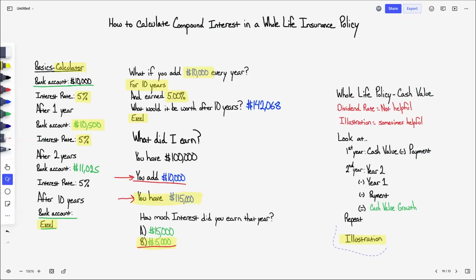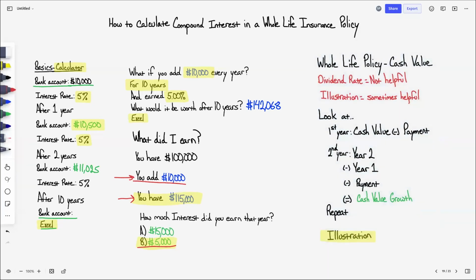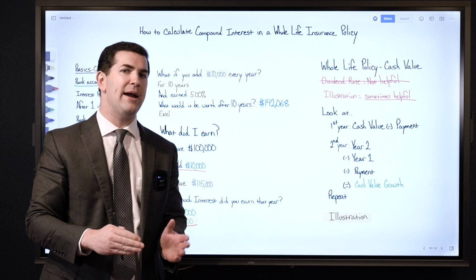All right. So how does this work if I'm going to look at a whole life insurance policy? Is it different or is it the same? Well, it's the same principle when it comes to compounding, but because it's a life insurance policy and the industry does not make things transparent, it is much different. So, some tips here. The dividend rate will not help you at all. I would not recommend looking at that or the dividend column on a life insurance illustration. An actual illustration is sometimes helpful if you're trying to see how much your money is growing by every year.